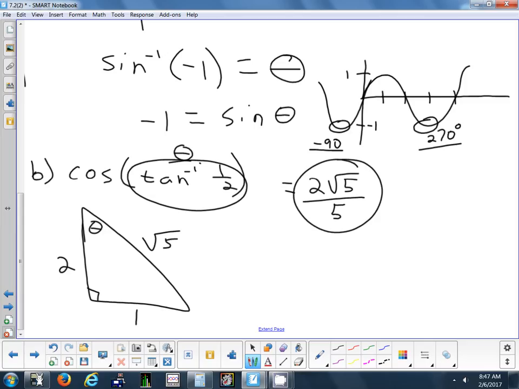Perfect. And this is the kind of problem where on the graphing calculator, you won't get that as an answer. If you type this in, you're going to get a decimal. The only way to get this exact answer, just like I did here, is to do what we just did. Any questions on that one?